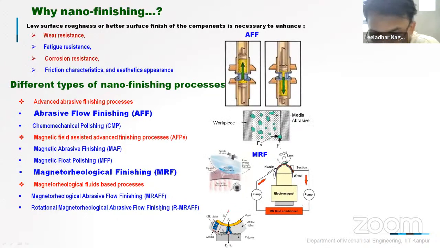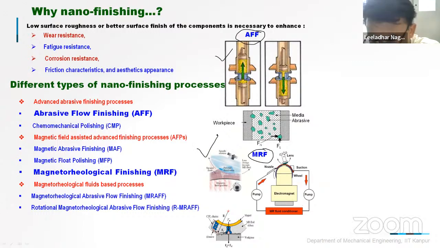Now this is a very important figure where you can concentrate. This is the abrasive flow finishing process and this is the MRF process, magneto-rheological finishing process. We have combined both processes to take the advantage of each individually, which is why we are hybridizing the process. So we want to take the advantage of both. This process is not deterministic, and this process is deterministic.